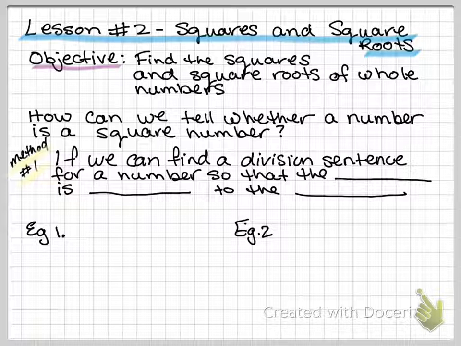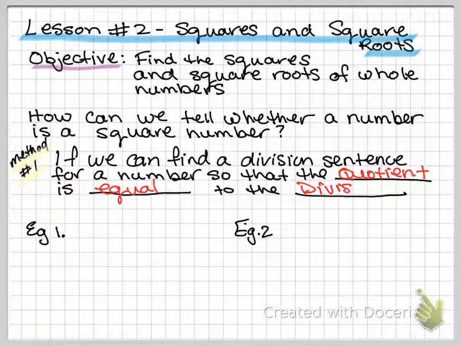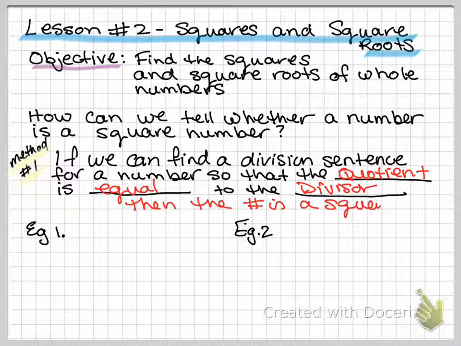The first method we can look at is if we can find a division sentence for a number so that the quotient is equal to the divisor, then the number is a square number. The number is a square number. So what does that look like?